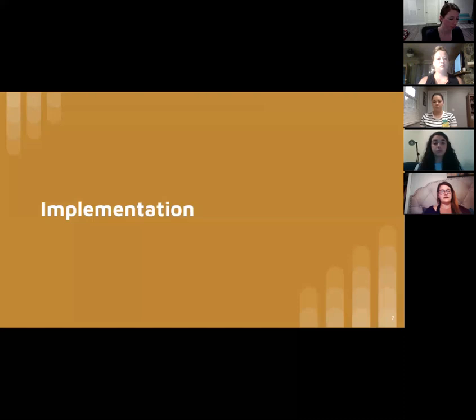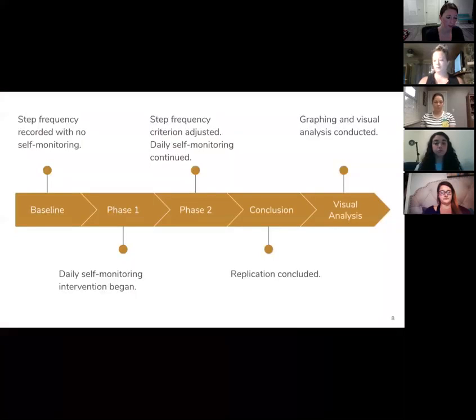Now I'm going to discuss the implementation process. For our slide, we created a timeline that lined out the outline of the intervention. The implementation process was fairly simple once we were all on the same page with everything. There were 5 days of treatment and we could have 2 off days. First, I'm going to talk about the baseline.